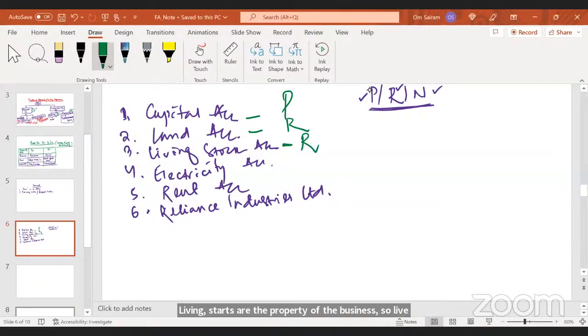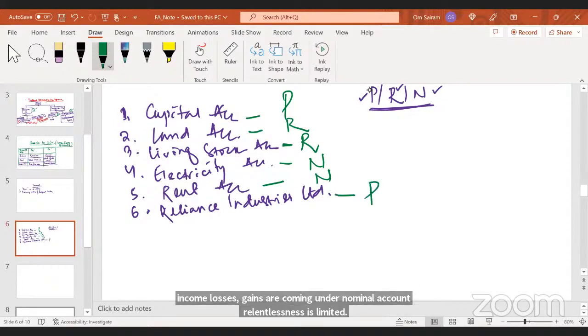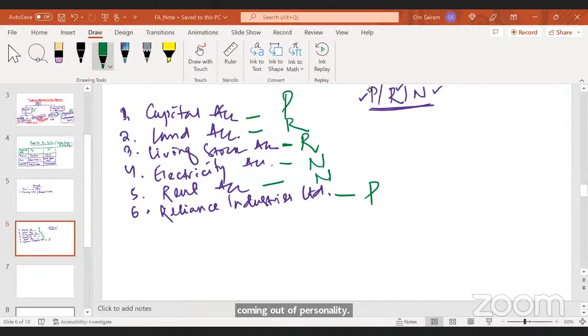Try to understand. Again, electricity account. Electricity account means we are paying the electricity to whom? To the electricity company, electricity charges. So this is expenses. Since it is expenses, it is coming under nominal account. All the expenses, losses, income, gains are coming under nominal account. Again, rent. Whether rent paid or rent received. If rent paid, it is expenses. If rent received, it is income. So all expenses, income, losses, gains are coming under nominal account. Reliance Industries Limited, it is one of the artificial persons. So that's why it is coming under personal account. Is it clear to all of you? Did you understand? Yes. Very good.